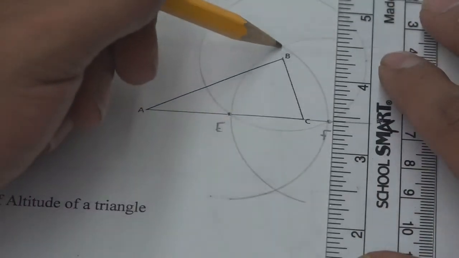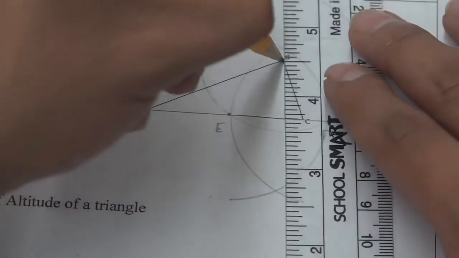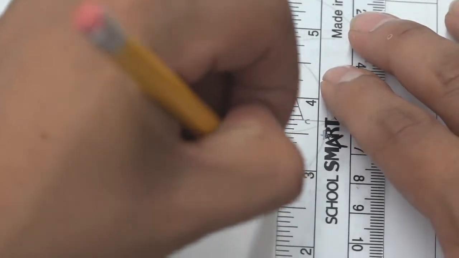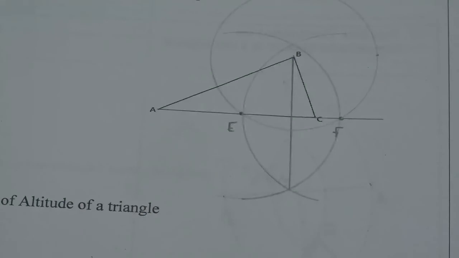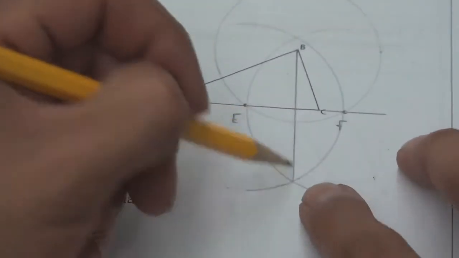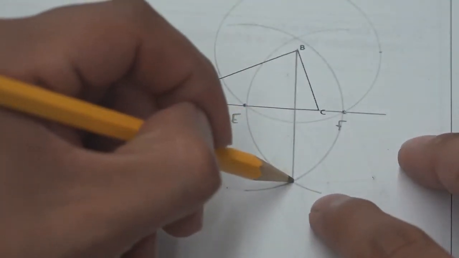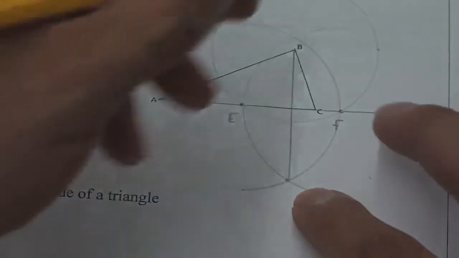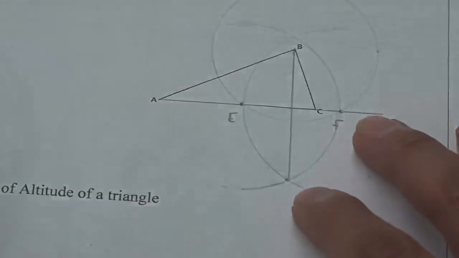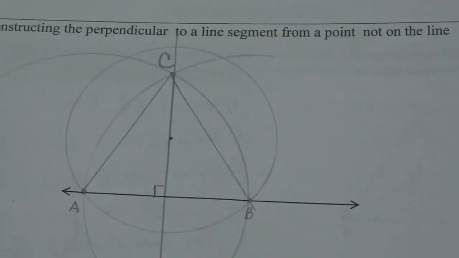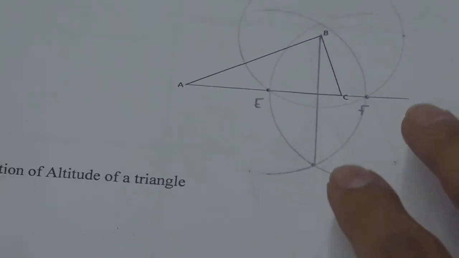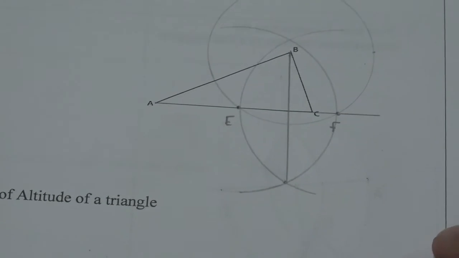So I'm not gonna go from here, I'm gonna go from here. And that, my friends, is the altitude. I should not have gone all the way here, but I'm showing you that it goes all the way to the intersection. So this is an altitude. It's the same thing that you did here. Remember, to create your new segment, all you have to do is trace a circle, and that's it.